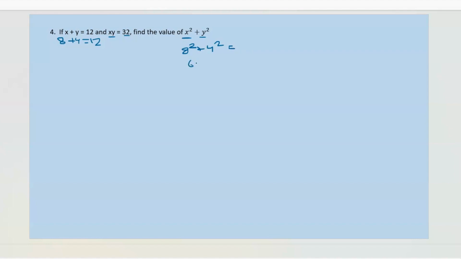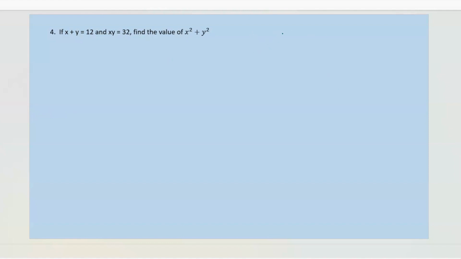8 squared is 64, and then 4 squared is 16. And that is going to result in 80. And that is going to be our answer. So just using our normal simple brain, we can get 80 pretty easy. But then since this is algebra, we're going to use the whole formula and stuff.